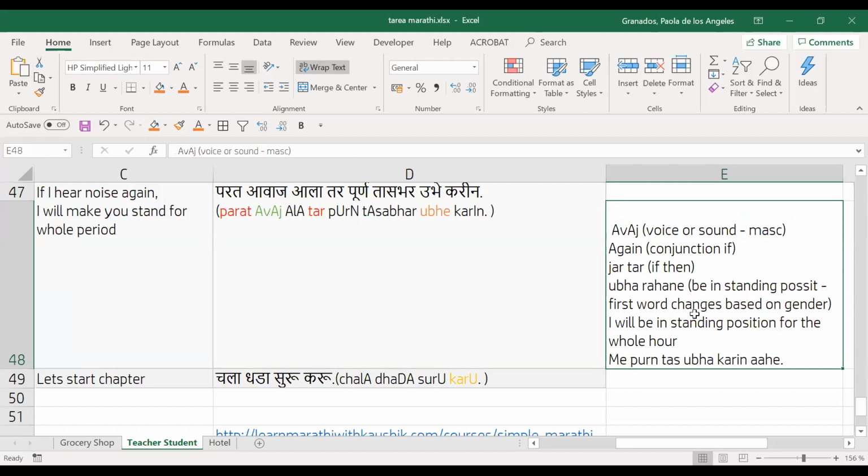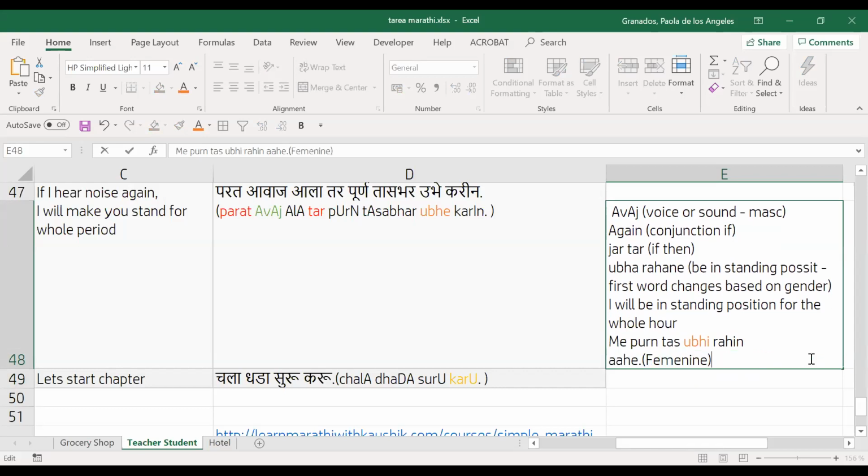Emily, Shoko, what's your try? This sentence? Yeah. Me ubha rahin. So ubha rahane is the verb here. So it will be future tense, rahin. Now you will say ubhi rahin. As a girl, you'll say ubhi rahin. Abhiram will say ubha rahin. And if you want to say, we will stand, then how will you say? We will stand for whole hour. Or we will be in standing position for whole hour.